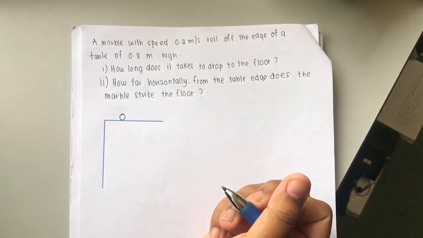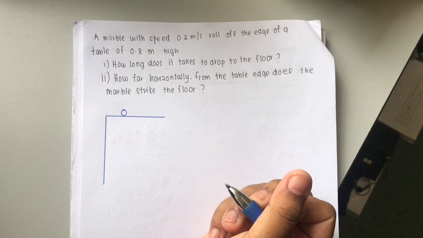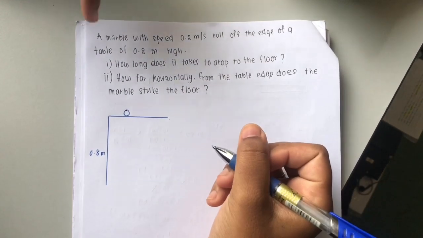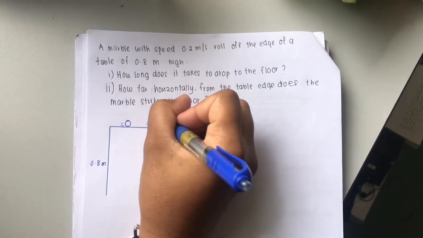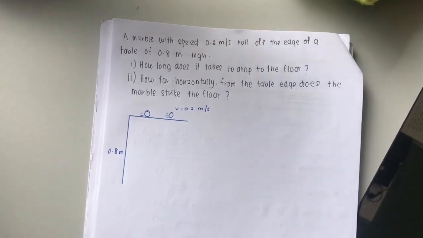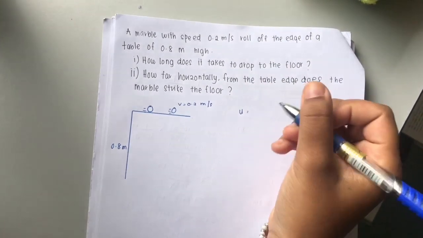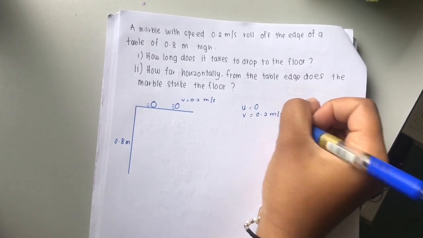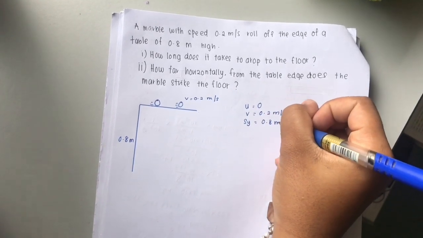A marble with speed 0.2 meter per second rolls off the edge of a table 0.8 meter high. So that means the marble rolls from the table with speed 0.2 meter per second. From the figure we know that U equals 0, V equals 0.2 meter per second, and the height Sy equals 0.8 meter.